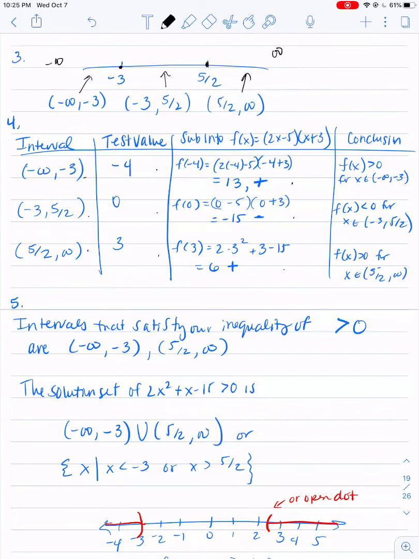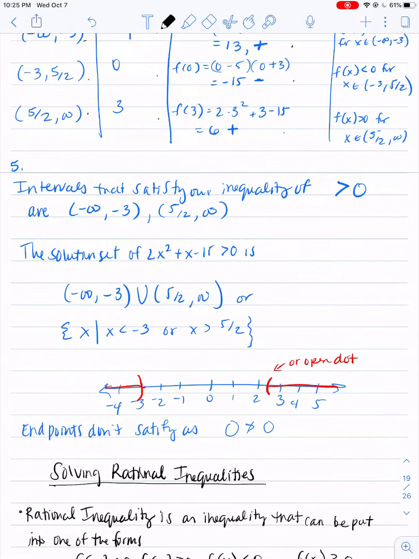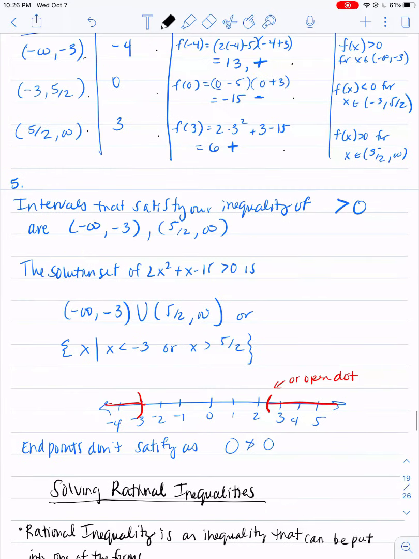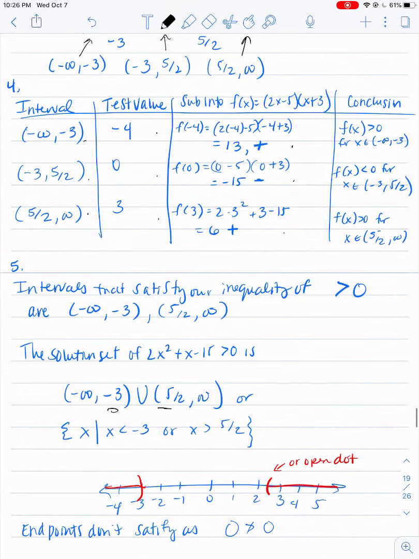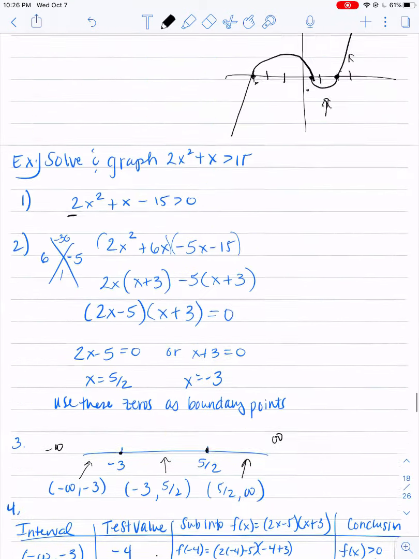So therefore, the intervals that satisfy our inequality of being greater than 0 are negative infinity to negative 3 and 5/2 to infinity. So our solution set is negative infinity to negative 3 union with 5/2 to infinity. And we see that the endpoints don't satisfy. These endpoints don't satisfy our inequality because when we plug them in, we get 0. But our inequality is just strictly greater than 0. So we have parentheses there.